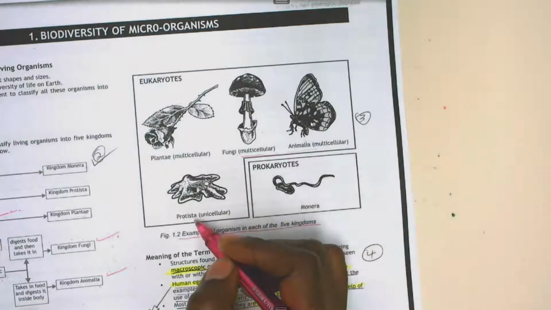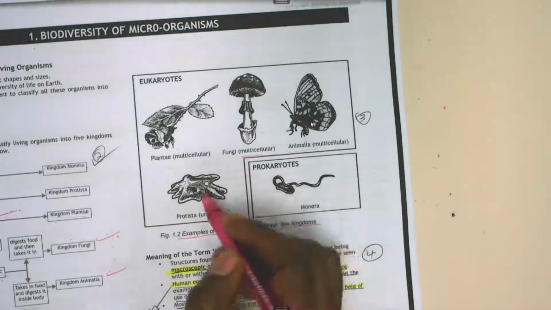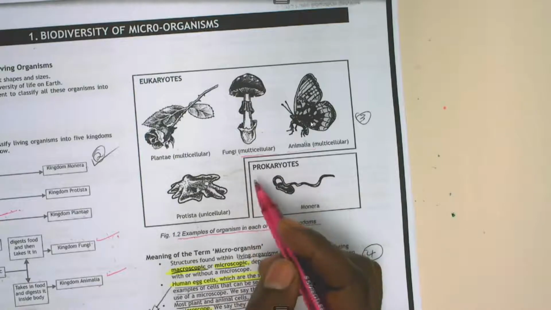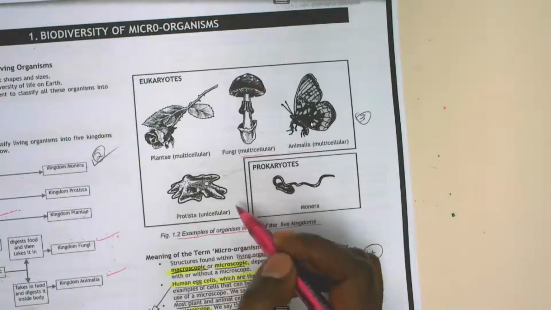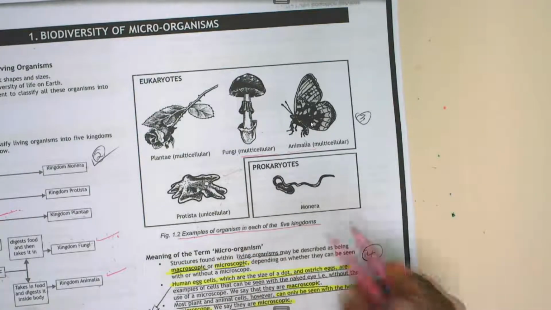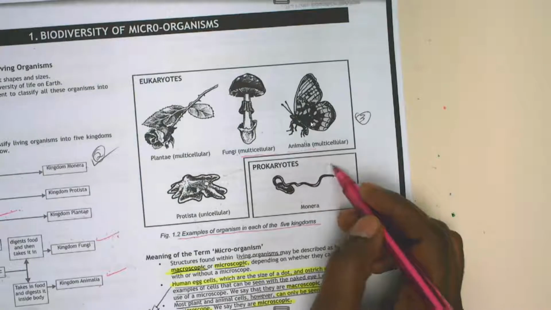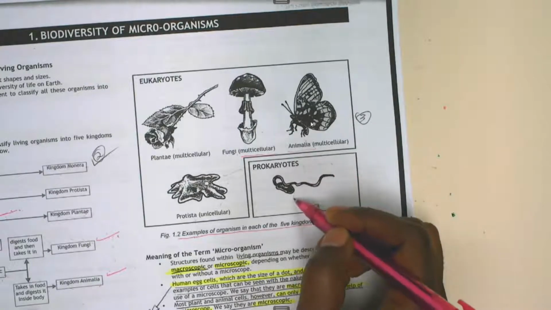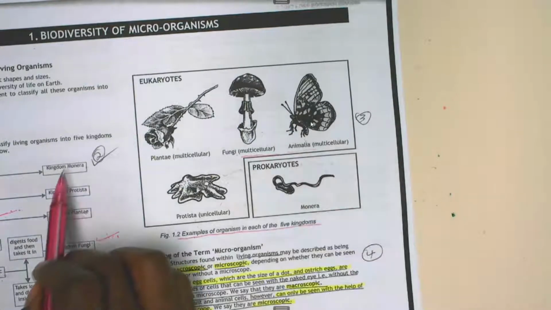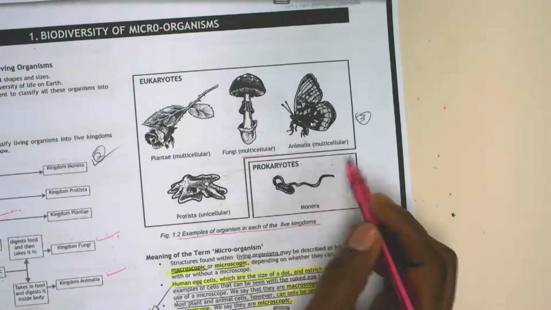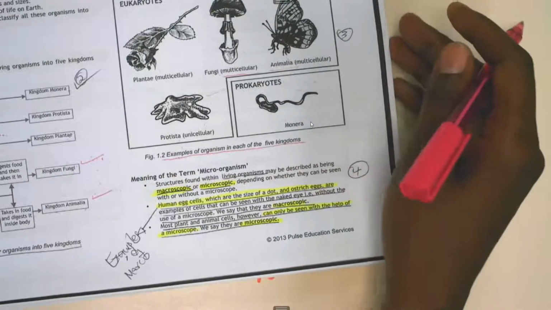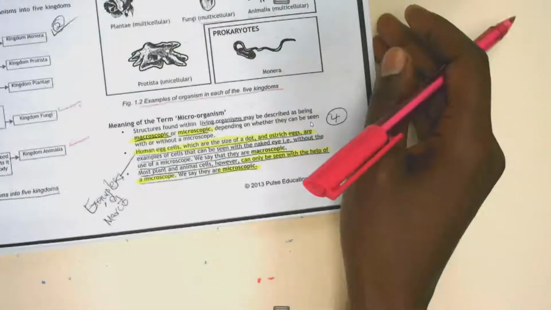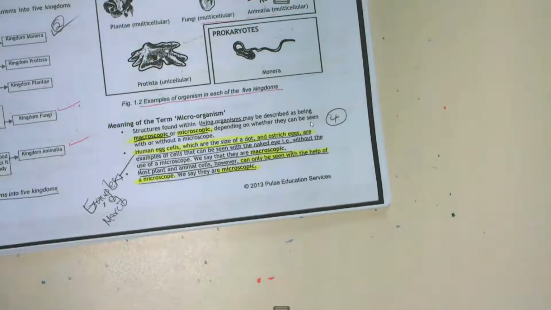And then we also have the Protista or Protists. On this diagram, we see an example, an amoeba, which is unicellular, so it means that it consists of only one cell. And then prokaryotes: you still remember that under prokaryotes we have the kingdom Monera. When you look at this diagram, this is the diagram of the bacteria. So bacteria is an example of Monera. And then let us continue with our lesson.